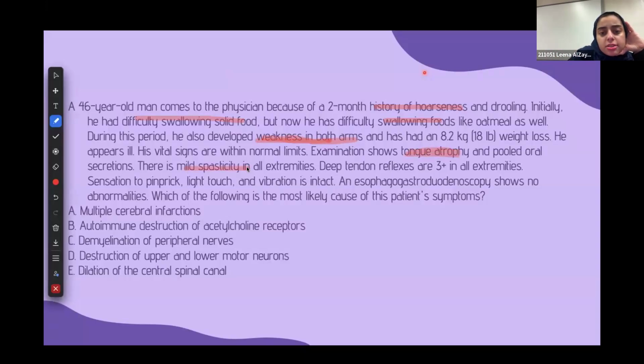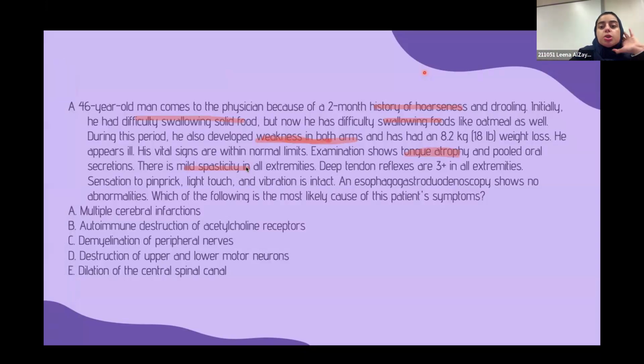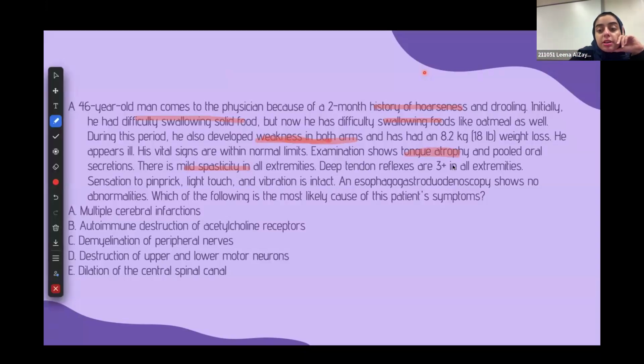You have mild spasticity. So you have weakness and dysphagia, which seems like lower motor neuron, and you have spasticity, like upper motor neuron. So we're seeing both symptoms. Deep tendon reflexes are 3+. As we just learned, 2+ is normal and 3+ is high. So this is spastic paralysis. Sensation of pinprick and light touch is intact, so the dorsal column sensory pathway is intact. We can see pinprick, light touch, and vibration are all intact. So the sensory is intact. There's no abnormality in the GI system, basically.